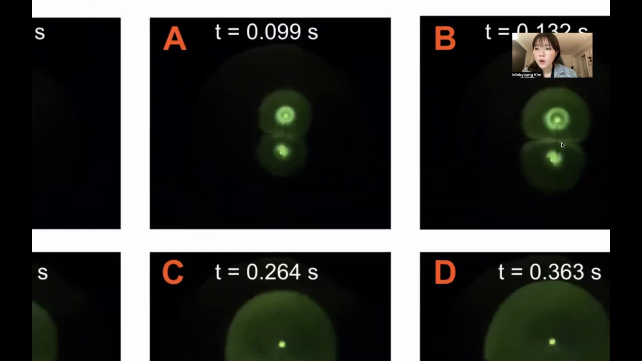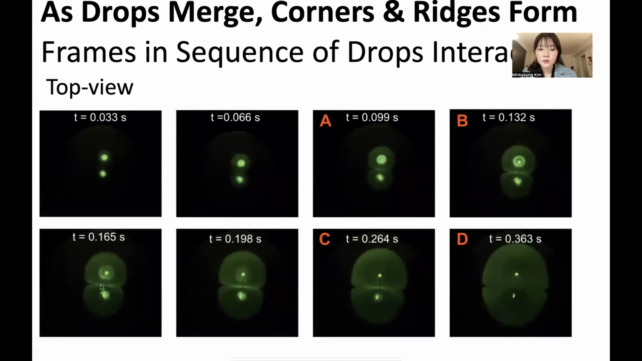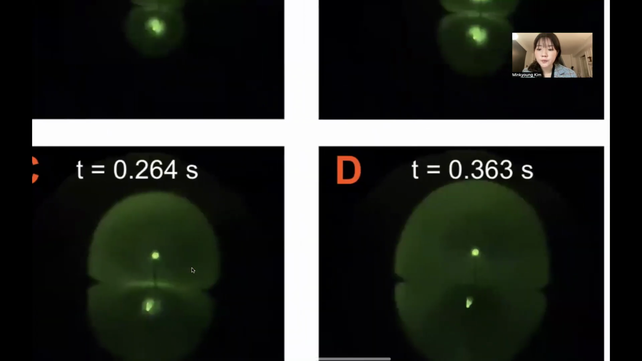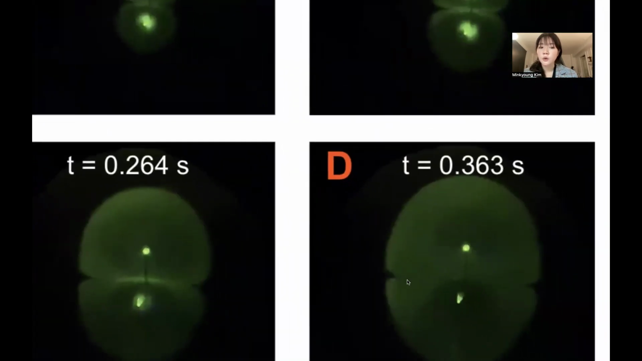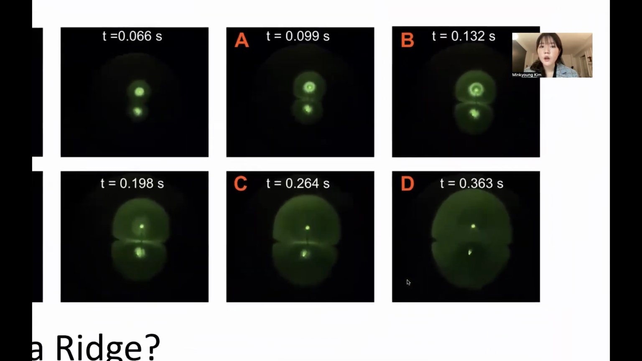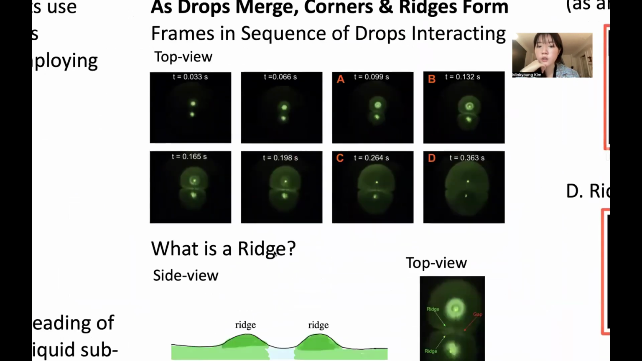And eventually, we still see the faint line for a bit. However, eventually they merge, and also the corners would start to fade away. Another important observation that I would like to point out is the ridges.